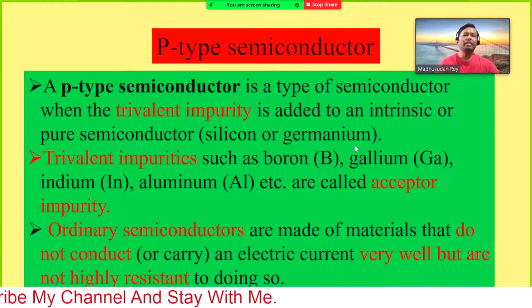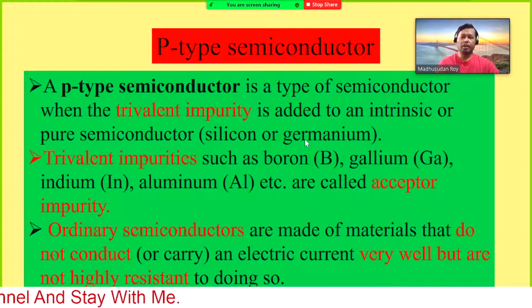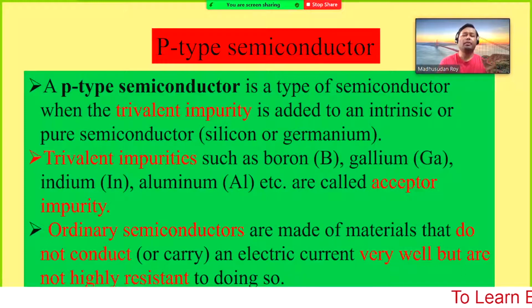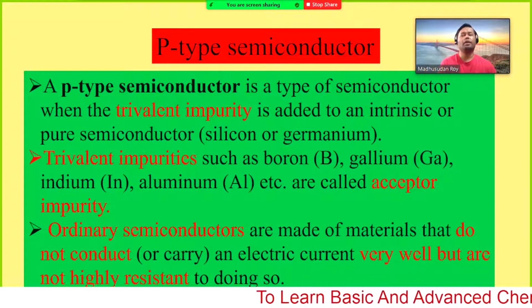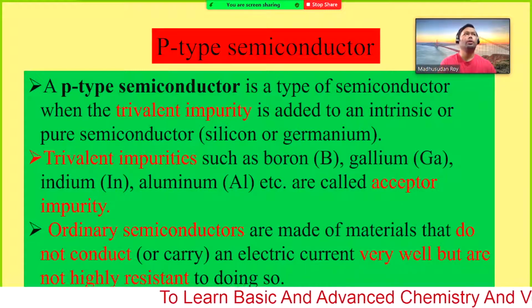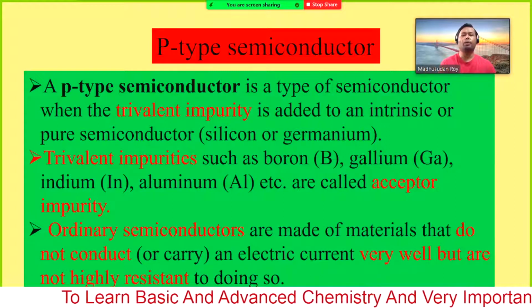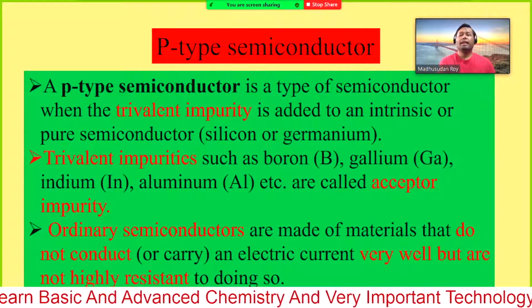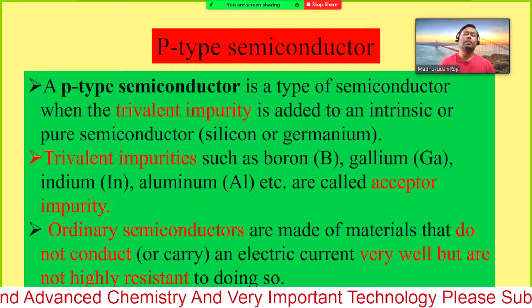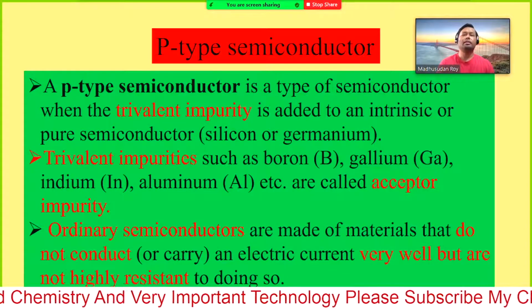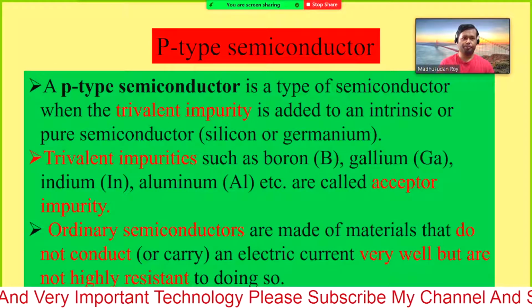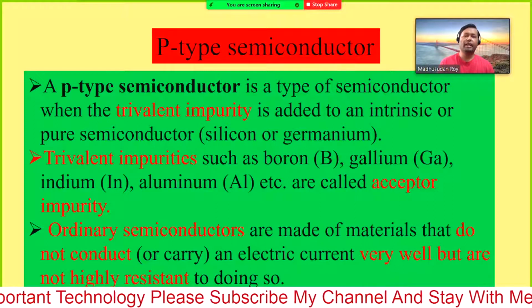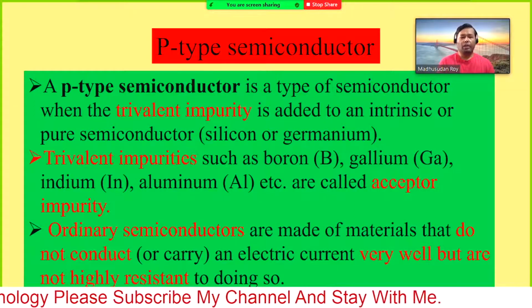That means this is our pure or intrinsic semiconductor, 100% pure. That means there is no impurity. So the band gap for these types of elements is around 1, or in last class you have mentioned something like 1.227, or 1.12. So for that p-type semiconductor, if we add an element with trivalency, in that case the conductivity.